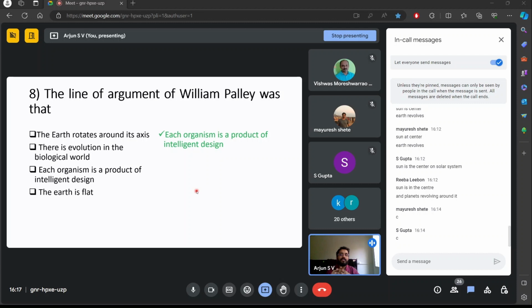And he also extrapolated this to the idea of the creation of the universe. He said that the universe just happened to be wherever it is right now, and the universe didn't get created on its own. So there must be someone or something which should have done something to create the universe in the first place. That was his idea. So the final answer is: each organism is a product of intelligent design.